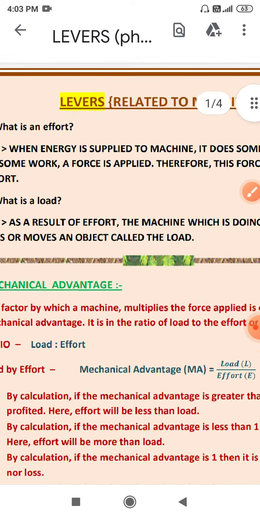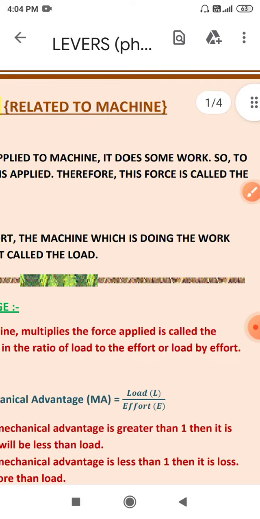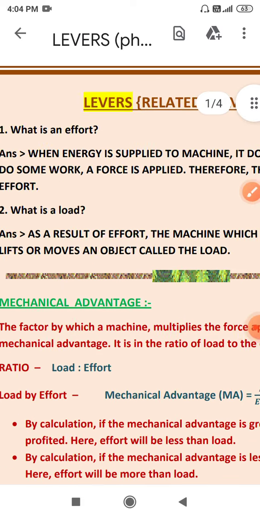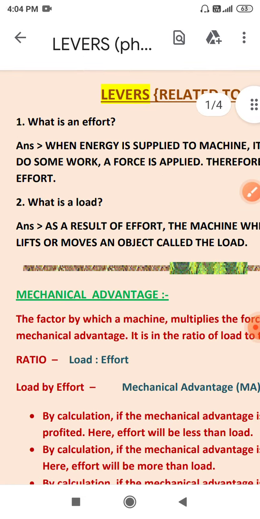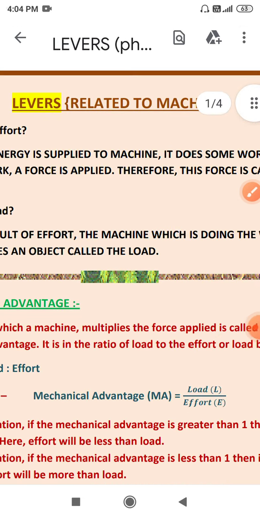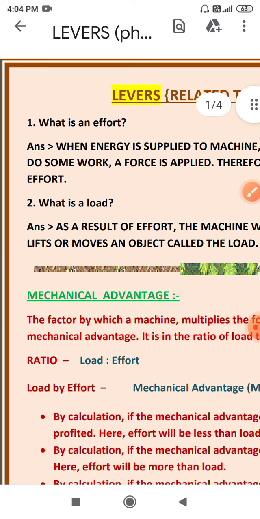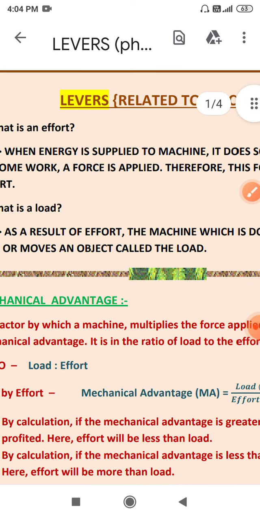I repeat myself: when energy is applied to a machine, it does some useful work. To do some work, a force is applied, therefore this force is called the effort. Now coming to the second thing, what is the load? As a result of effort, the machine which is doing the work lifts or moves an object called the load.